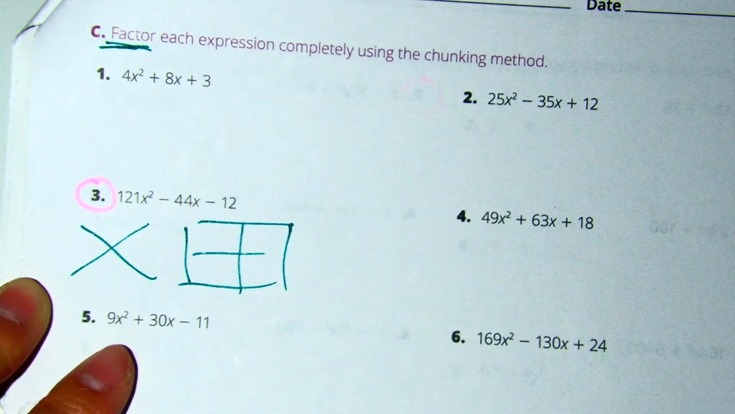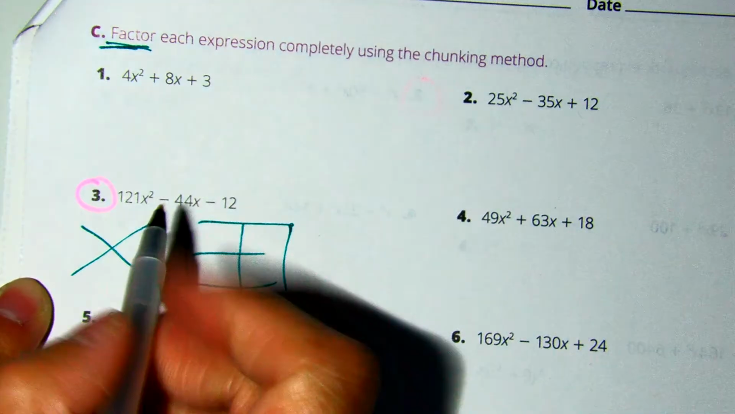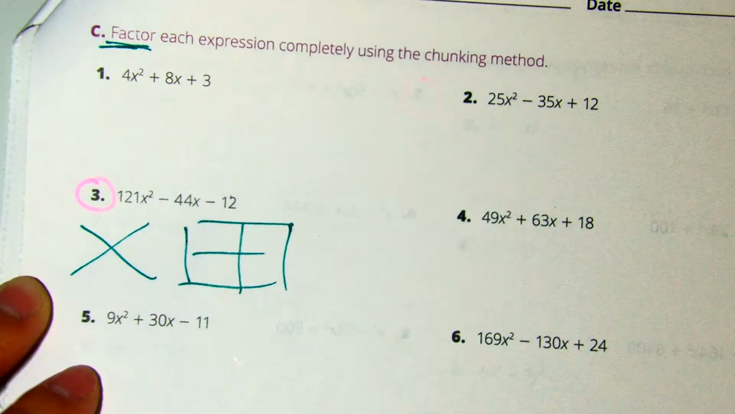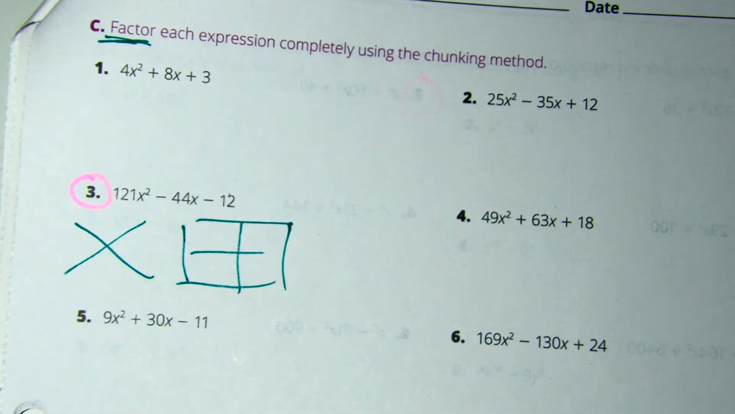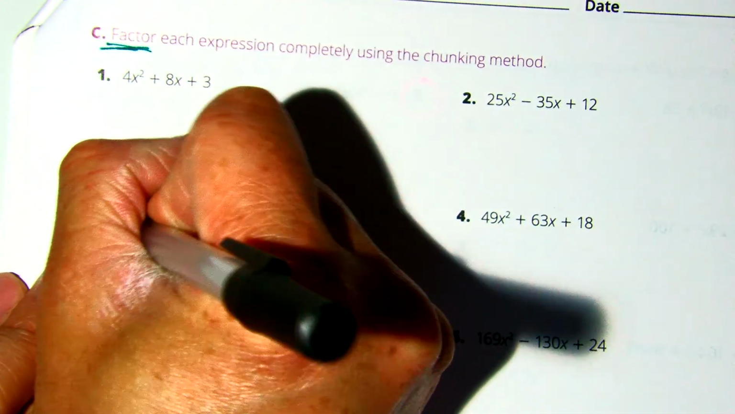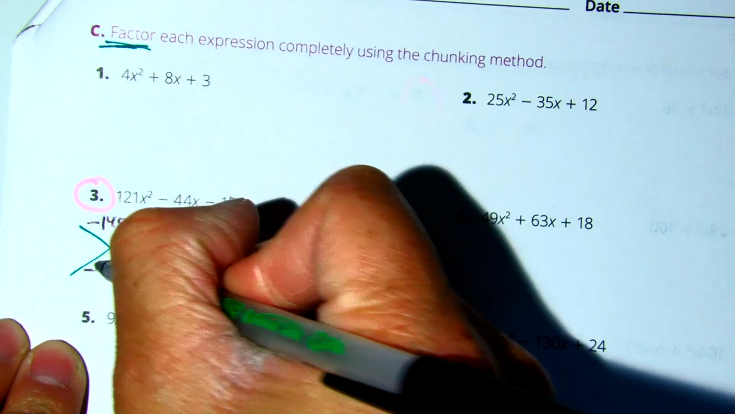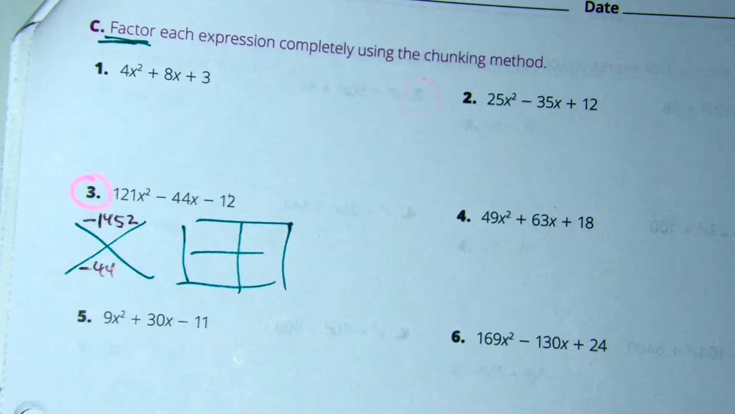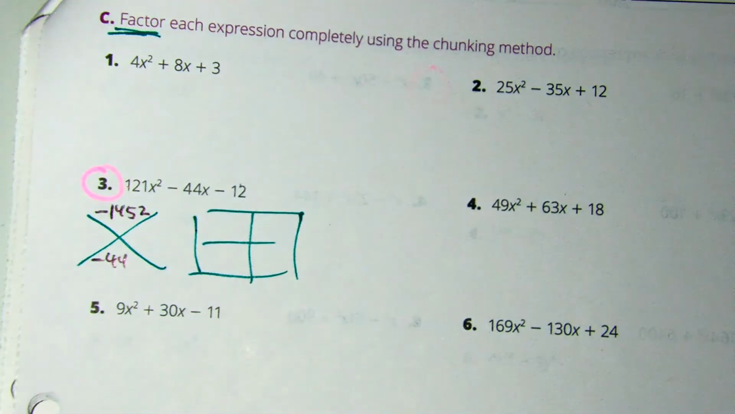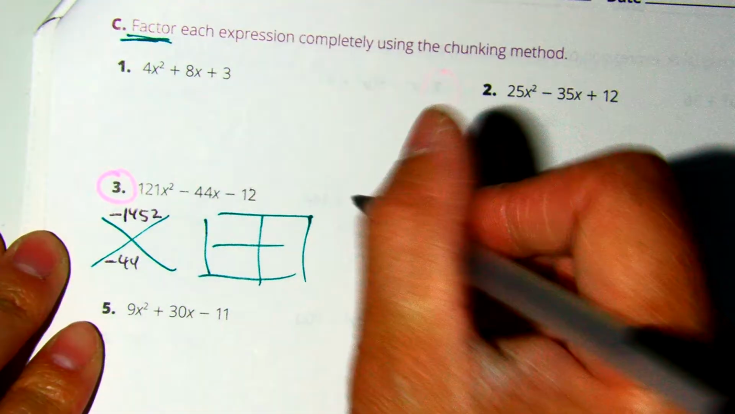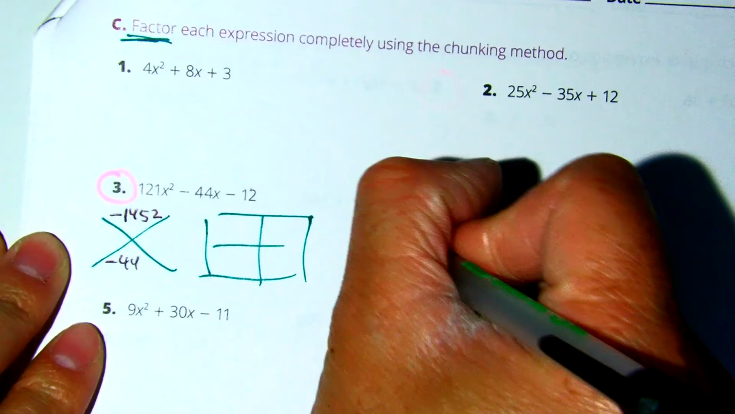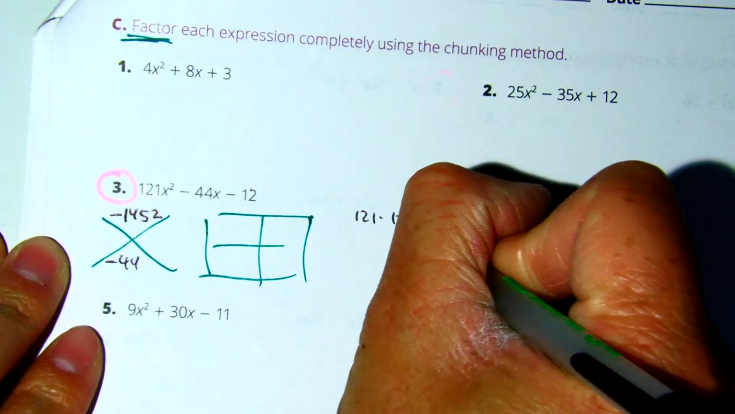Number's going to be kind of big, right? A times C, get my calculator, 121 times negative 12 gives us 1,452. And my B value is negative 44. Well, guess what? I already know what one of the factors are. I'm not saying it's correct, but I already know it's 121 times 12.